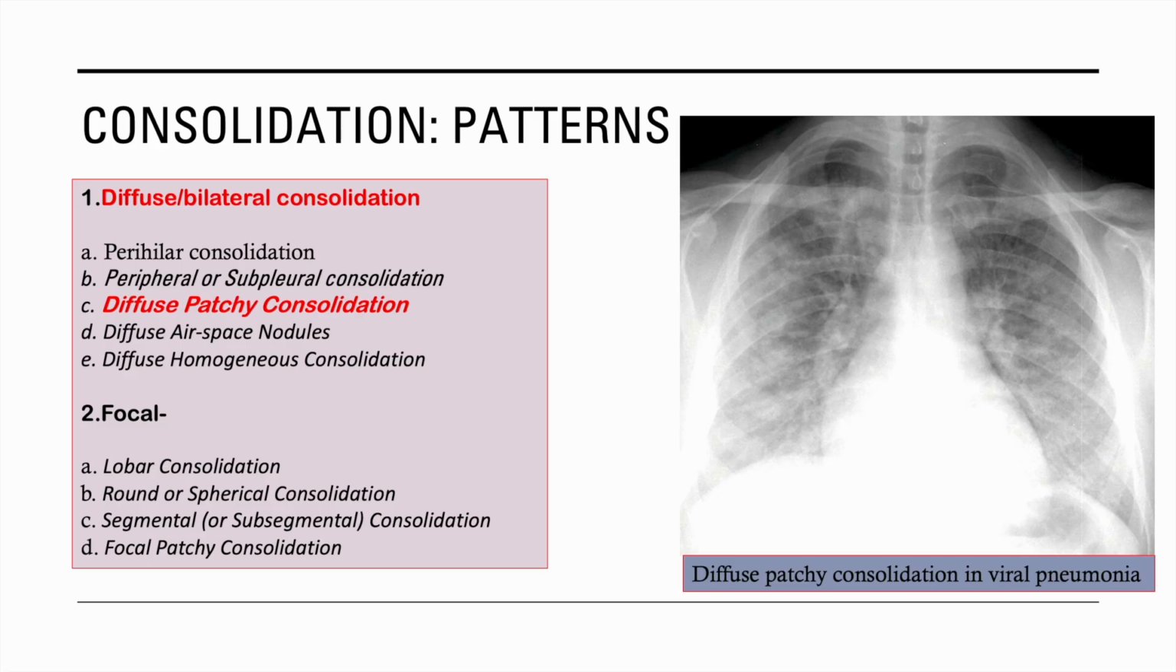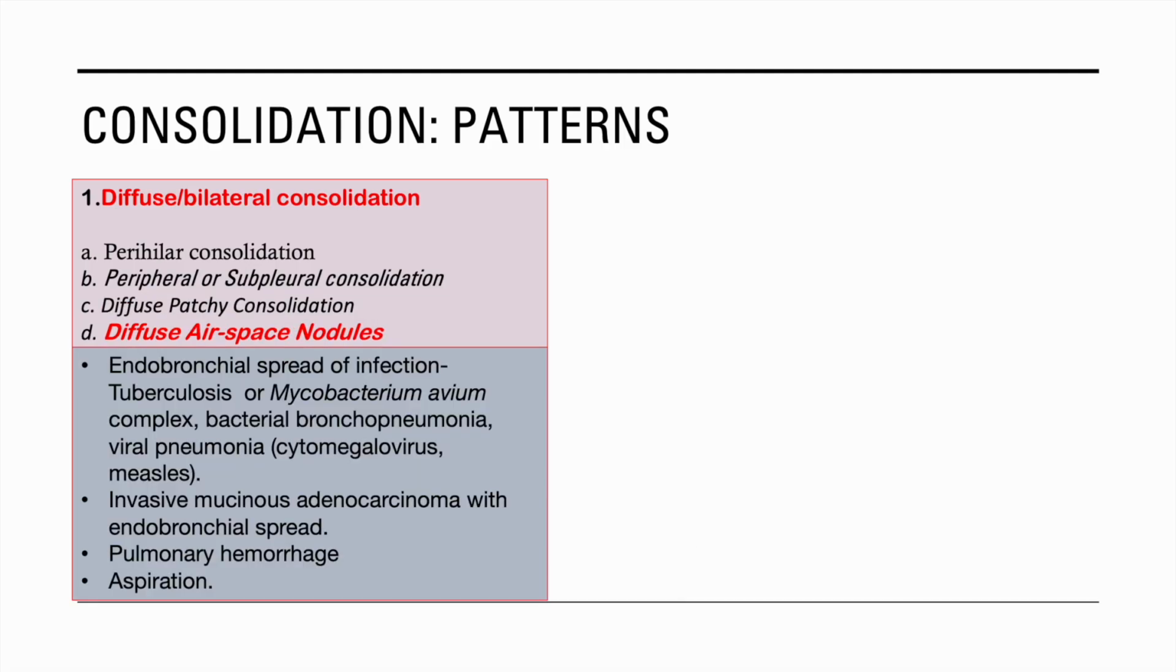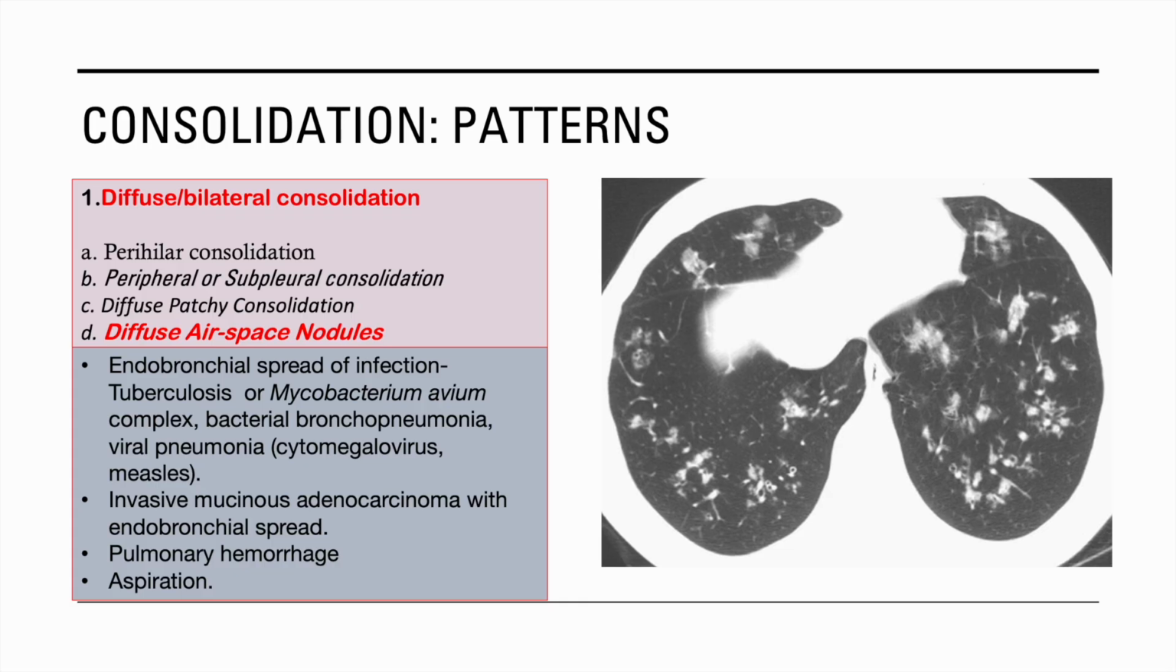Diffuse airspace nodules. This pattern is typical of endobronchial spread of disease, such as tuberculosis, Mycobacterium avium complex, bacterial bronchopneumonia, viral pneumonia, such as CMV or measles, invasive mucinous adenocarcinoma with endobronchial spread, pulmonary hemorrhage, or aspiration. In this CT image, you can see diffuse nodular opacities representing endobronchial spread in bronchopneumonia.